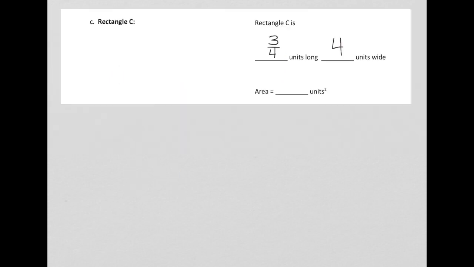Okay, rectangle C. 3/4 units long and 4 units wide. So let's draw it together. 3/4 units long. That's going to be a very skinny rectangle because that's going to be that dimension. So it's just going to be 3/4.